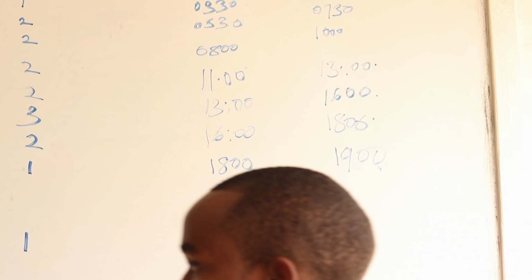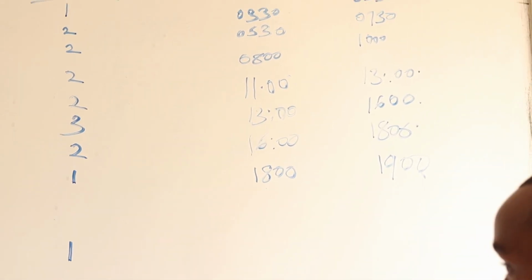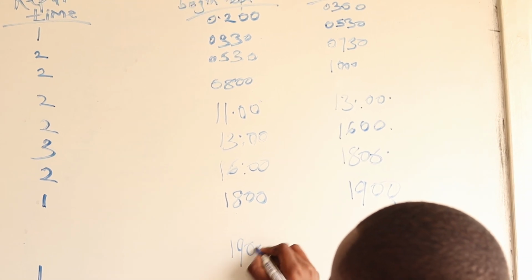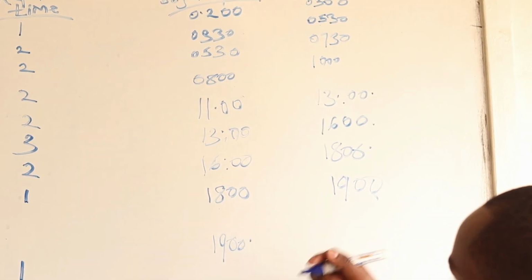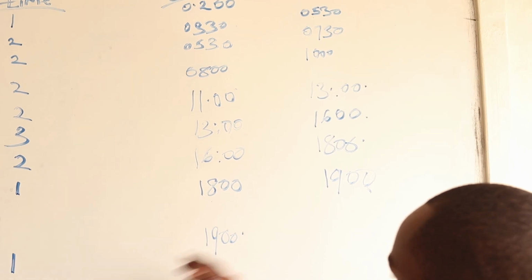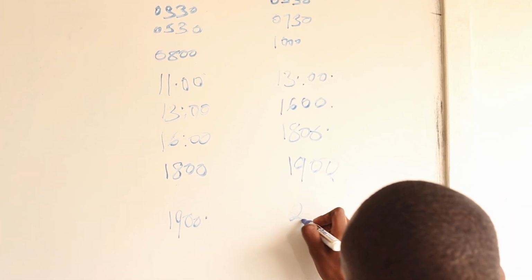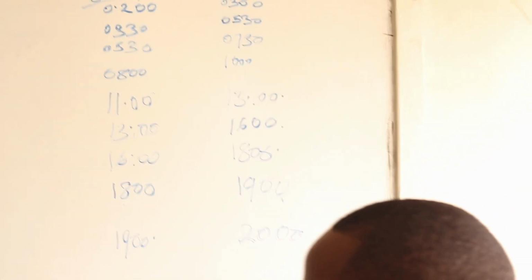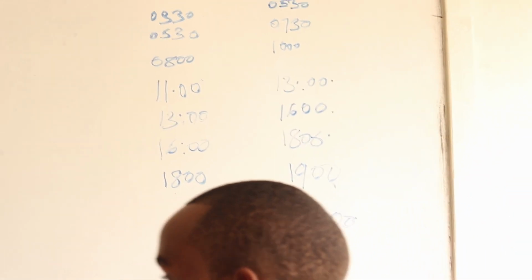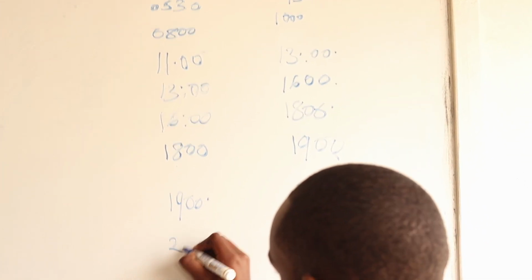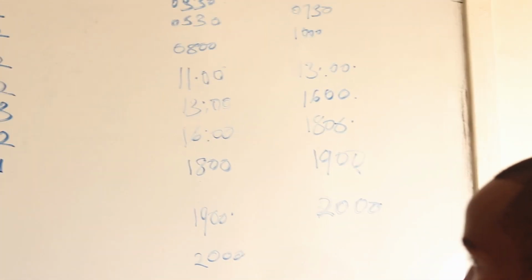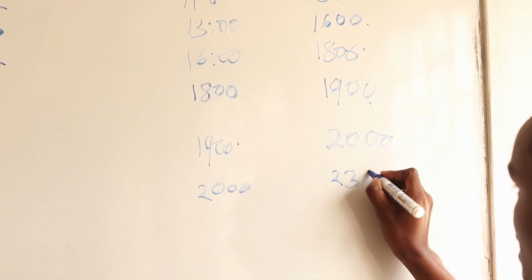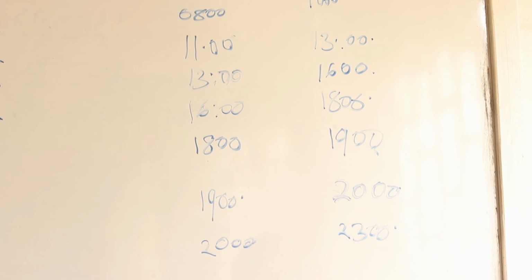Then the next broke down at 18:30, but the repair ended at 19:00. So the time to repair will be 19:00, and it will take him 1 hour, so it will be at 20:00 hours. And then the next machine broke down at 19:30, but the engineer is free at 20:00, and then it will take him 3 hours to repair that machine. So it will take him up until 23:00 hours.